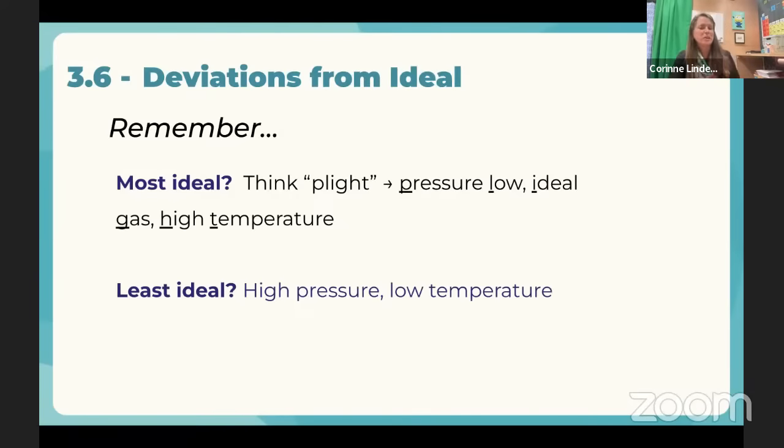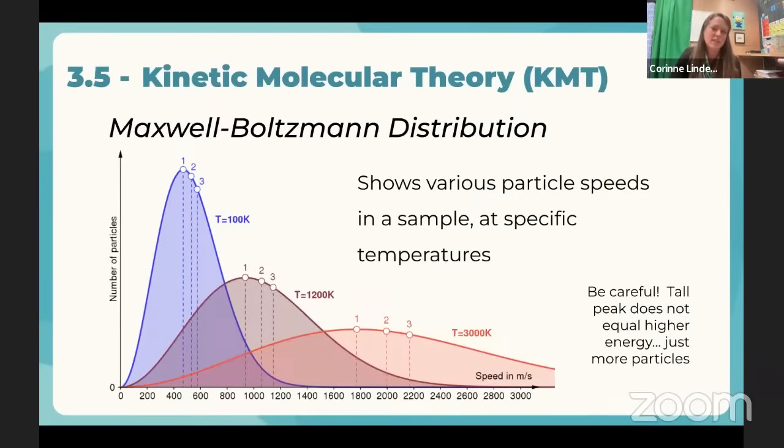The other thing you're going to see with gases is the Maxwell-Boltzmann distribution. And with this, do not make this mistake. Do not look at the height of this peak and assume that this means more energy. Look at the y-axis. Whenever you are looking at a given diagram on your exam tomorrow, take some time to look at each of these axes, right? That can give you a lot of information, and make sure that you are approaching the problem correctly.